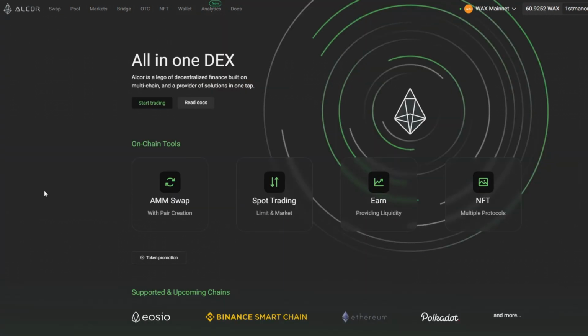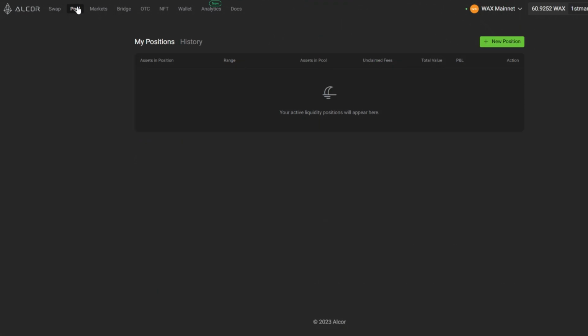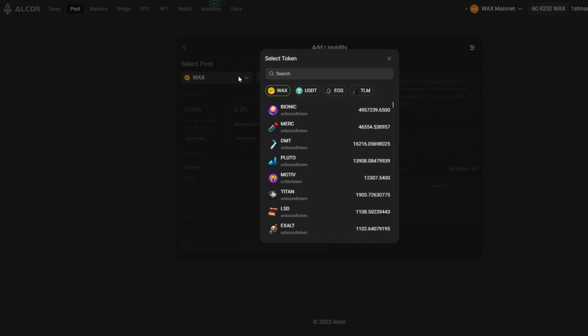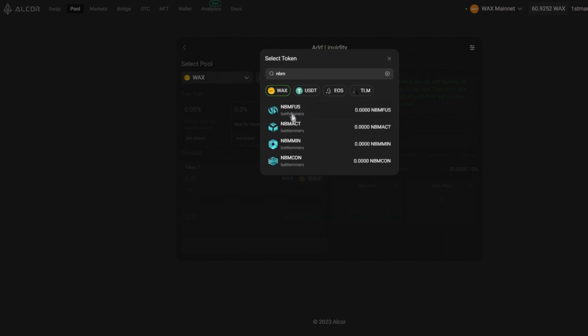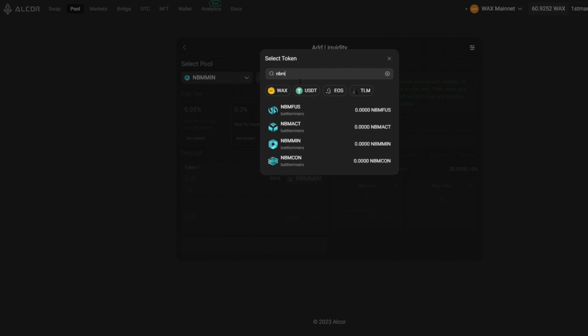If you want to become a liquidity provider and contribute to a pool, use the pool button located on the top menu on Alcor. Here, you will be able to create your position. Click on New Position, then select the pool in which you would like to contribute. For that, select 2 tokens, for instance, Minium and Constructium.